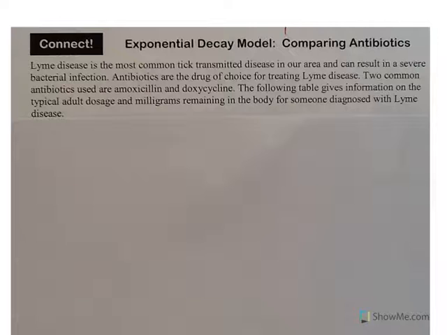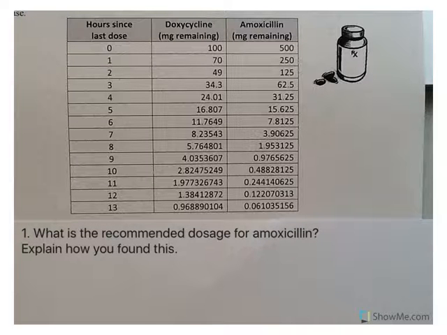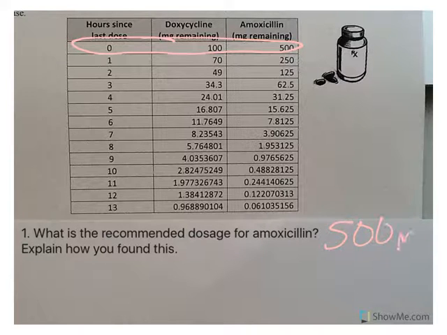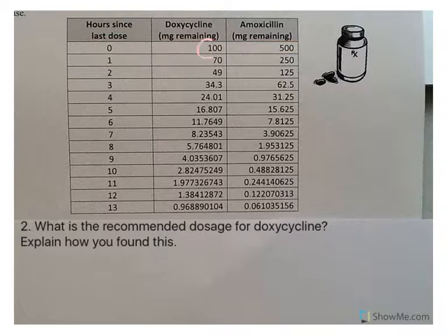The following table gives information on typical adult dosage and milligrams remaining in the body for someone diagnosed with Lyme disease. So here's our table. Now, what's the recommended dosage for amoxicillin and how do you know? Well, if you look at the very first line, hours since last dose means that's how much you get in a dose. So for amoxicillin, it's 500 milligrams because that's the initial amount. And for doxycycline, it's 100 milligrams because it's the initial amount, right? When X is 0, that's your initial amount.